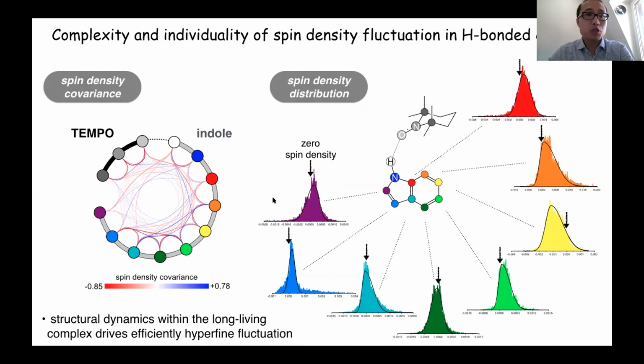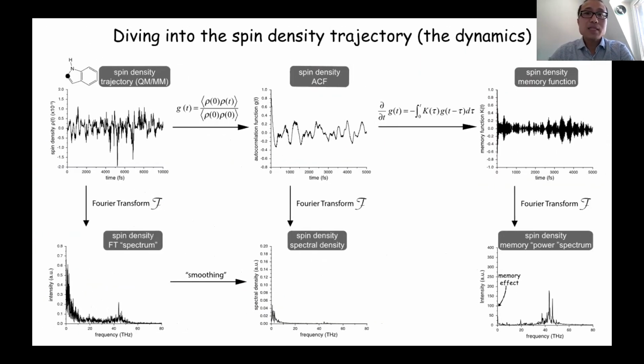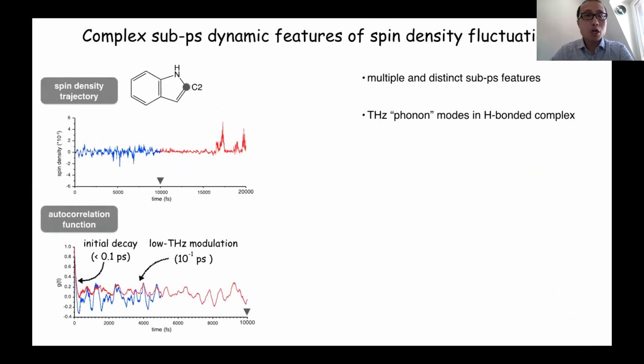This encouraged me to dive into more comprehensive models by taking the spin density trajectory from our QM/MM simulations and running the analysis by calculating the autocorrelation function, the spectral density function, but even more, the memory function, which is not well used in the magnetic resonance field. To cut the long story short, our simulations clearly indicate the presence of a number of terahertz phonon modes in this hydrogen bonded complex, which could contribute to the Overhauser DNP behavior we have observed.